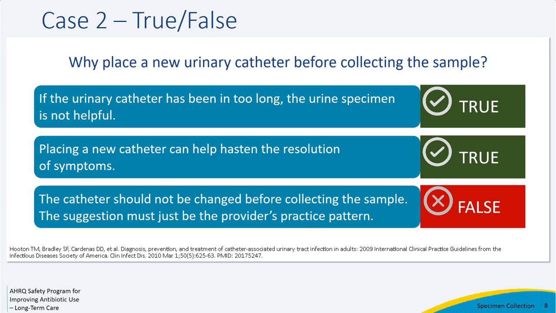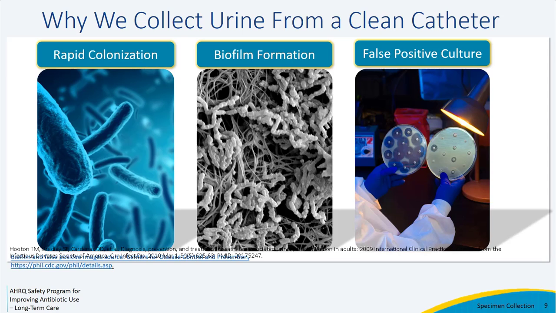In fact, based on our clinical experience, we recommend changing the catheter if it has been in place longer than 24 hours. Here are the reasons why it is important to obtain your urinary specimen from a new, clean catheter rather than one that has been in place for a prolonged period. 1. Within 1 to 3 days of placement, bacteria will colonize urinary catheters and coat the plastic with biofilm.